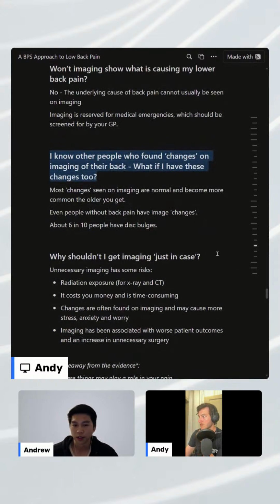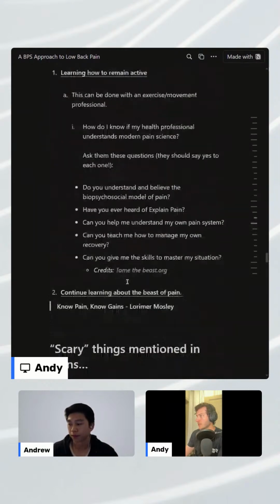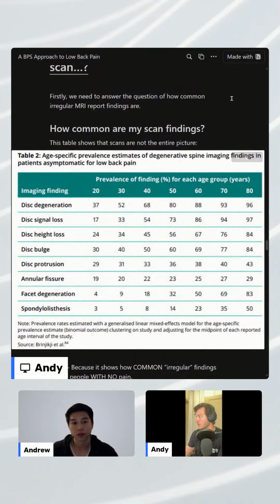Yeah, so then we can go back to that asymptomatic chart, but no two people are obviously the same. On Reddit, we find this a lot, where people have similar scans. They say, oh, your scan looked like mine, but they could have completely different symptoms. So if we scroll up to that chart, you can run us through that real quick. So how common are my scan findings?